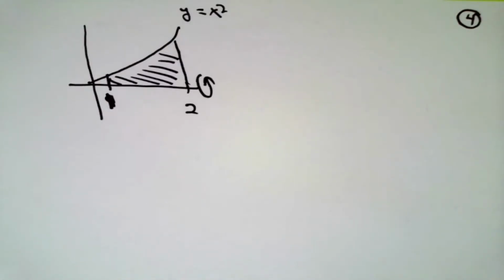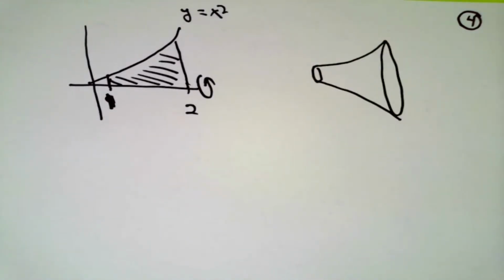I want to look at the graph of y equals x squared, so f of x is x squared here. I want to revolve that about the x-axis starting at x equals 1, ending at x equals 2. I want to calculate the volume of the resulting shape.